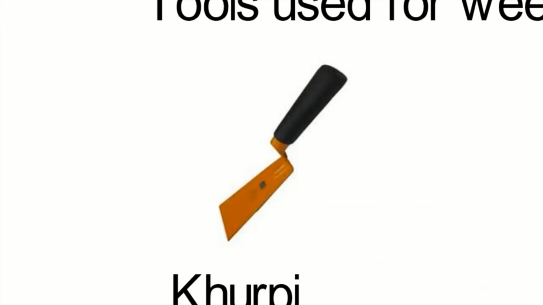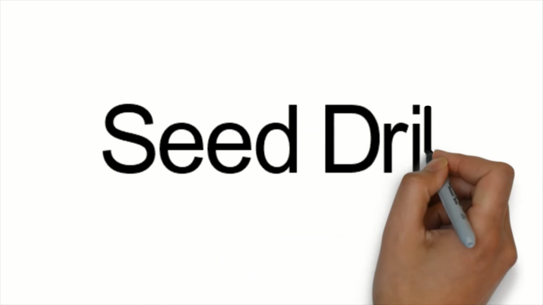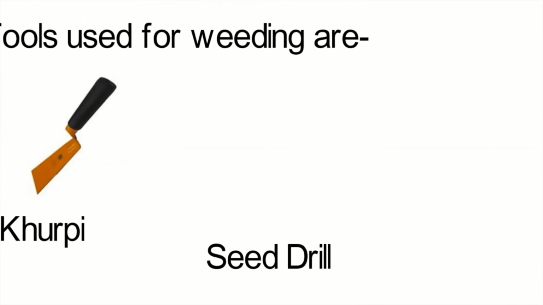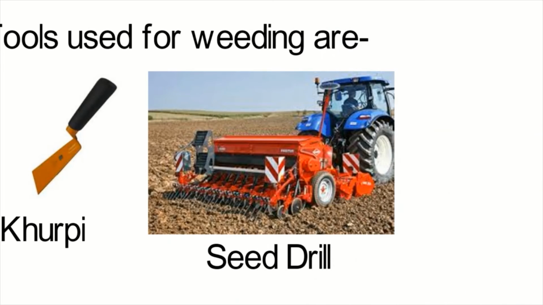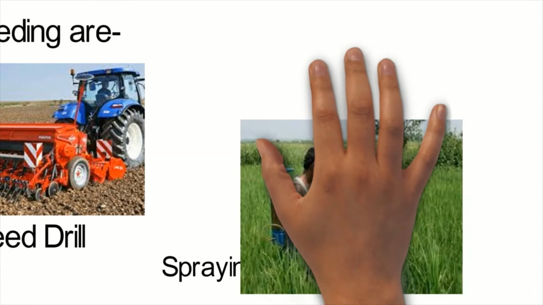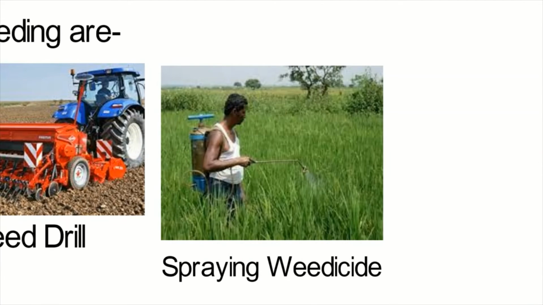Khurpi. Students, you must be able to identify this. This is a simple khurpi, also a seed drill, which is used during sowing time, and it is attached with a tractor. This can also uproot the weeds. By spraying weedicides, we can see the farmers that they are spraying chemicals which are weedicide, and they will kill the weeds.